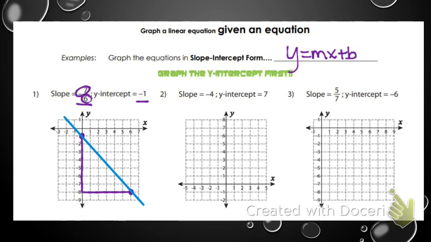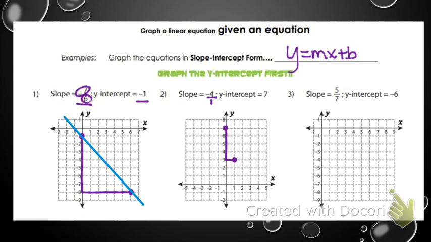Okay, let's try number 2. So our y-intercept is where we're going to start, at 7. And then we have a negative 4 slope. So our slope being negative 4 means it's going to go down 4 and then to the right 1. So anytime it's a whole number, it's representing that the run is only 1 unit. Okay, so we're going to go down 4, 1, 2, 3, 4, and over 1.